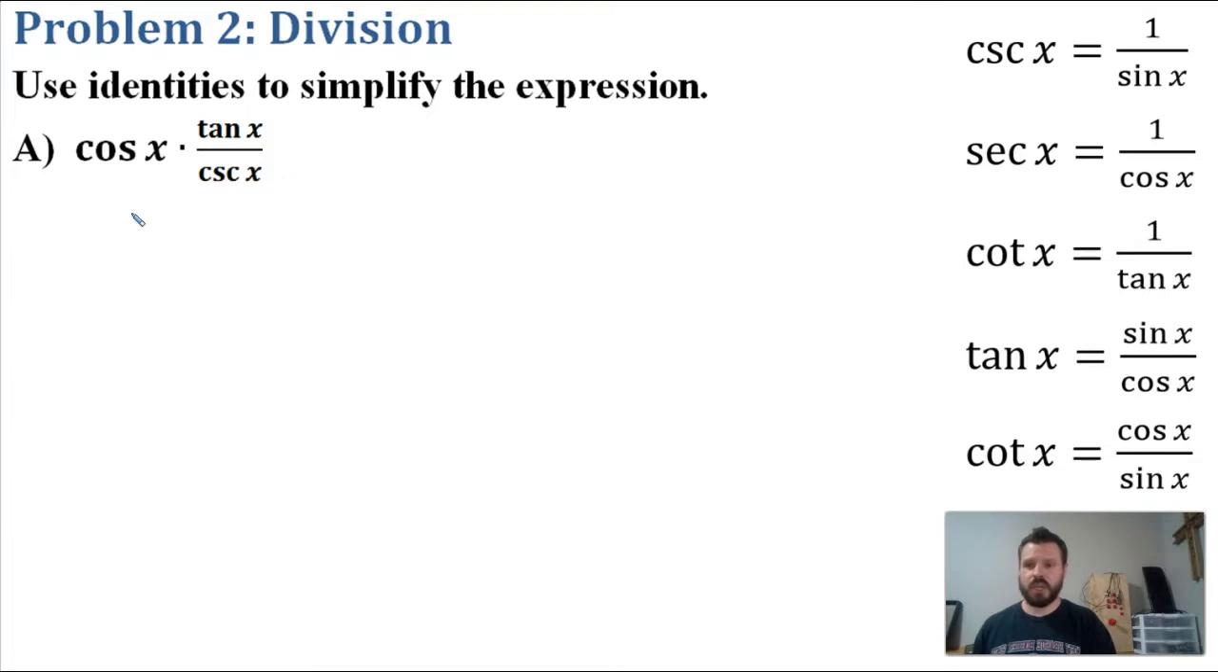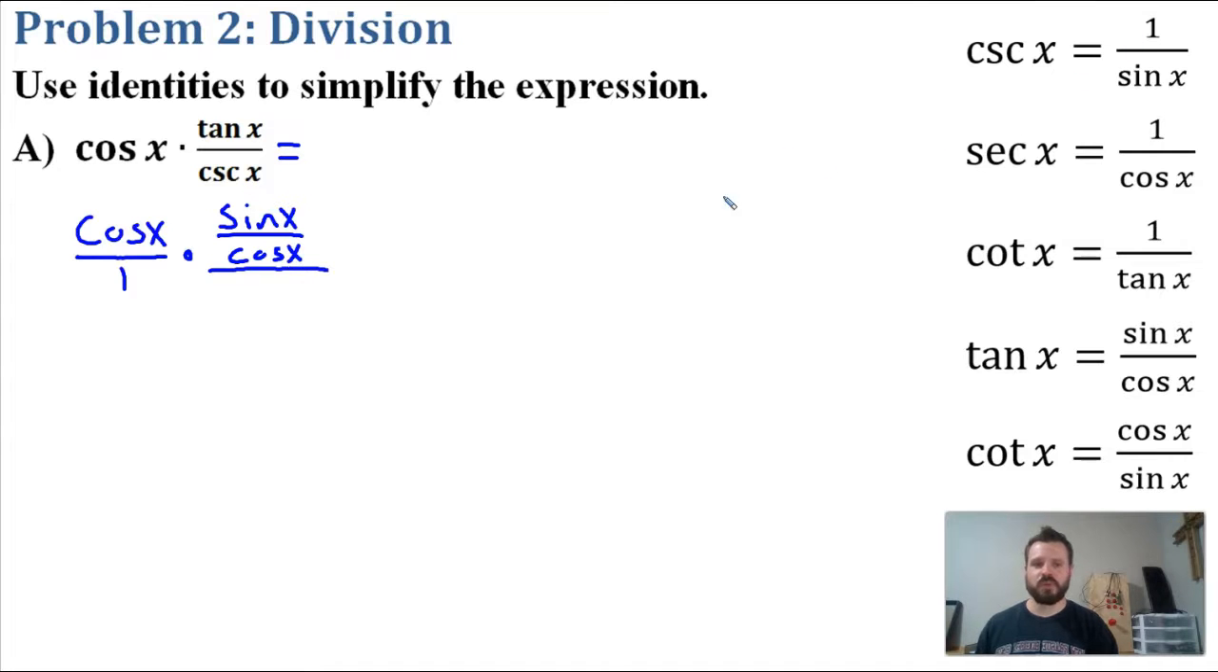Let's start with that. Cosine x is just a cosine x in terms of sines and cosines. So I'm going to write that as cosine x over 1. So we need equal signs here. And tangent, we said, is sine over cosine. And then that's all over a cosecant, which we can rewrite as 1 over sine. Okay, so we have everything in terms of sines and cosines.